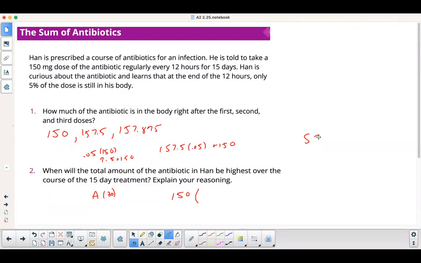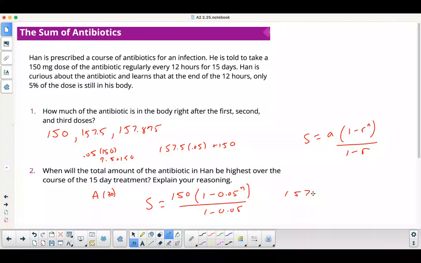So we go back to that formula, S equals A times 1 minus R to the N over 1 minus R. So 150, 1 minus, my rate is 0.05 to the N power, divided by 1 minus 0.05. So I plug that all in, and that'll give me the sum. So that is going to end up being 157.8947.